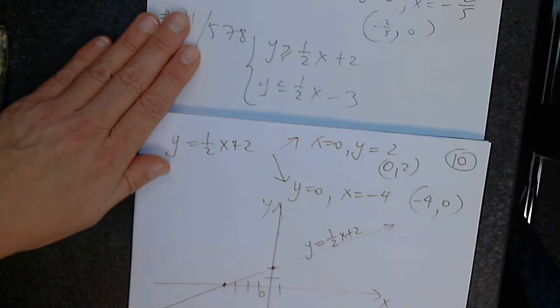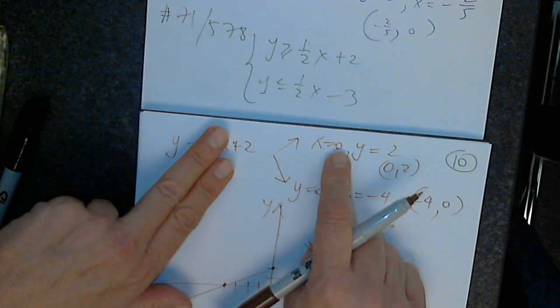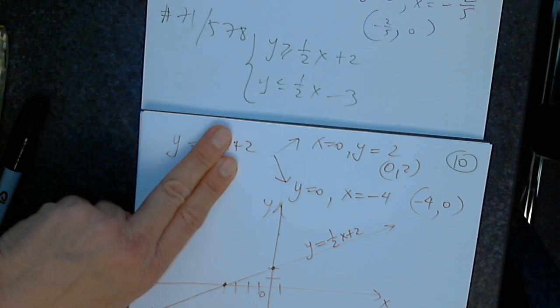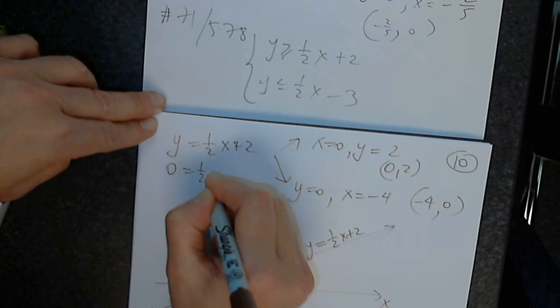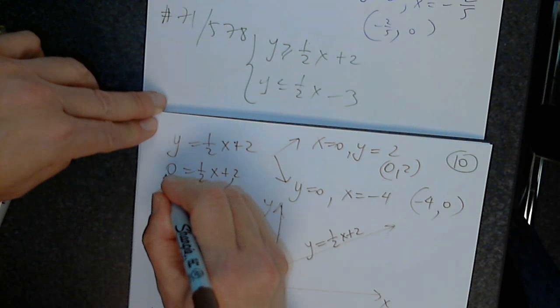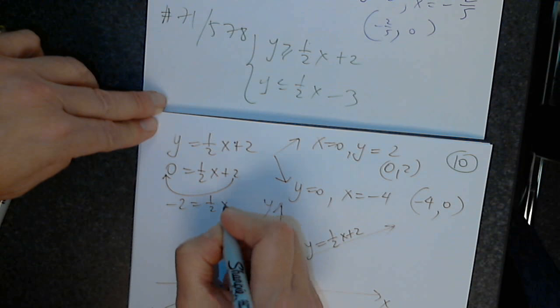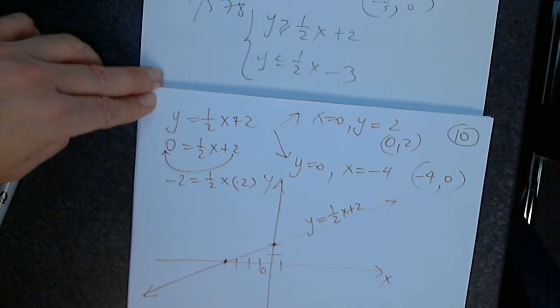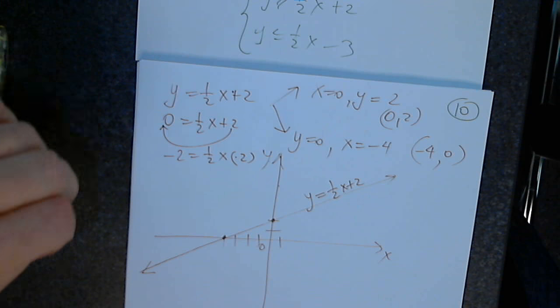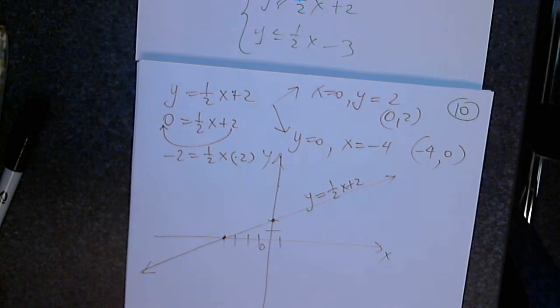Okay. So it's clear that when x is 0, I cover this and I get y equals 2, correct? So when I have y equals 0, 0 equals 1/2 x plus 2. I move to -2 equals 1/2 times x. Multiply both sides by 2 to get x equals -4. Better? Perfect. Can you explain what you're doing when you're plugging in 0?